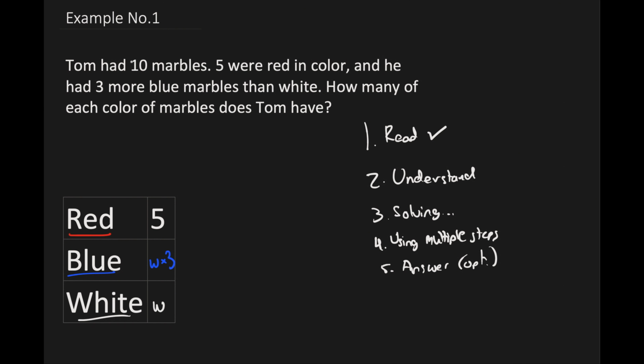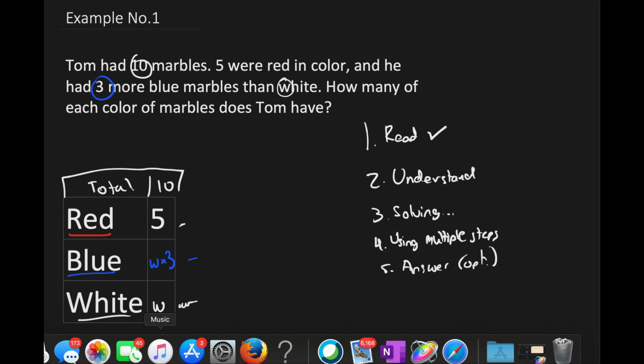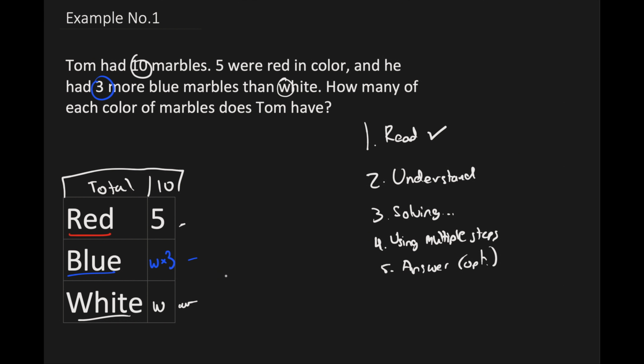Let's read this again and you'll see it. Tom had 10 marbles. That's the total, so right here we're going to have total 10. 5 were red in color. That's right there. And he had 3 more blue marbles than white. And white, of course, they don't give a number, so we use the first letter as the variable. So it looks like we understand the problem.